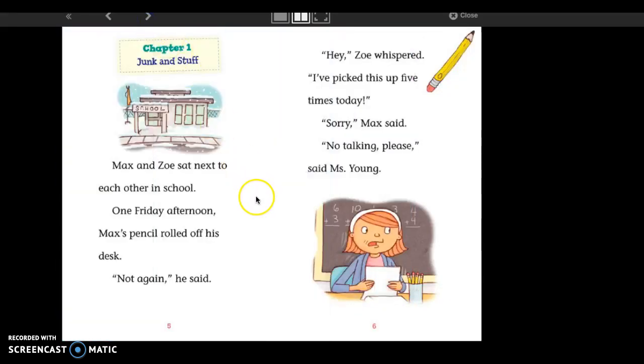In this introduction, it says, Max and Zoe sat next to each other in school. One Friday afternoon, Max's pencil rolled off his desk. So the introduction is the beginning of the story, and it tells us the characters and the setting that are in the story. In this story, the characters are Max and Zoe, and the setting is at school on Friday. So this introduction told me who was in the story and where the story takes place.